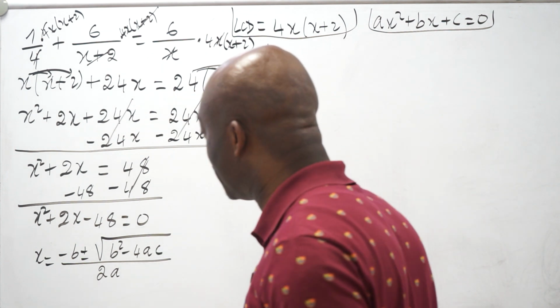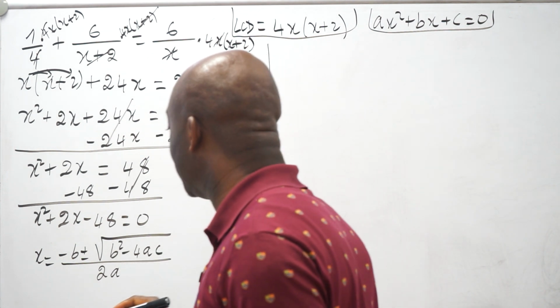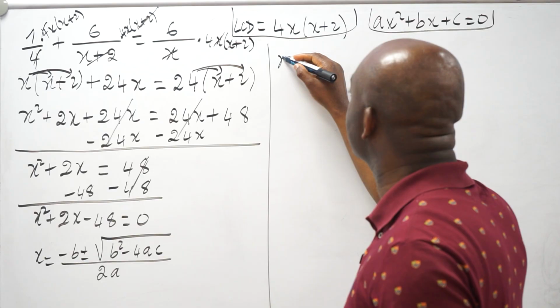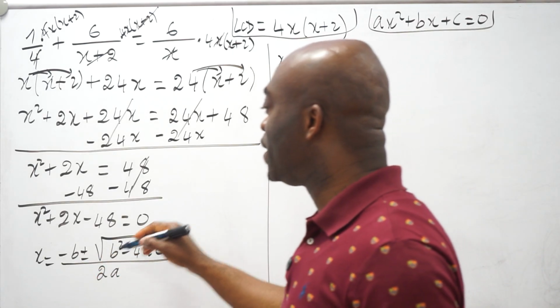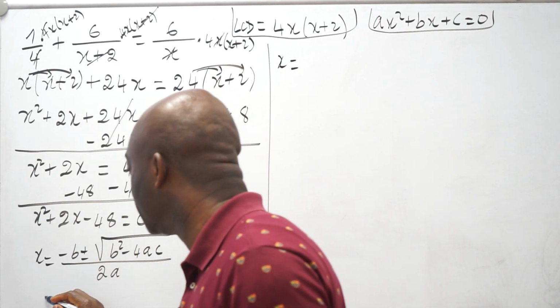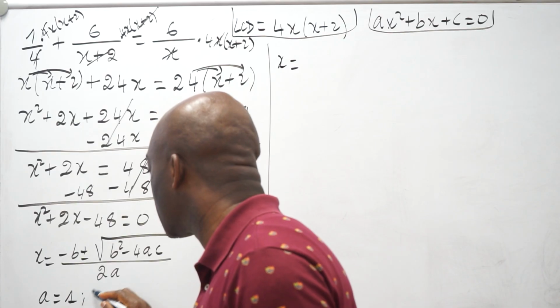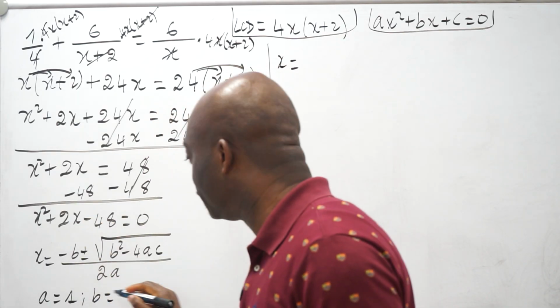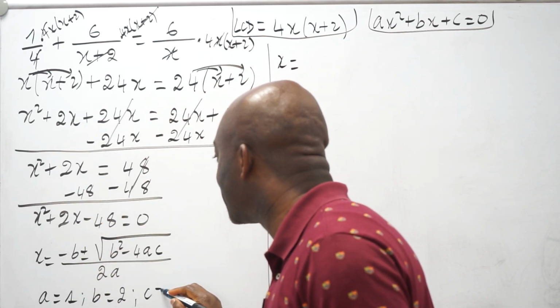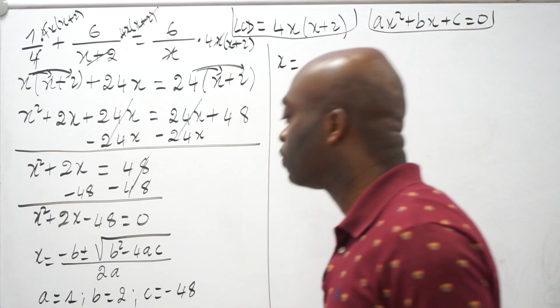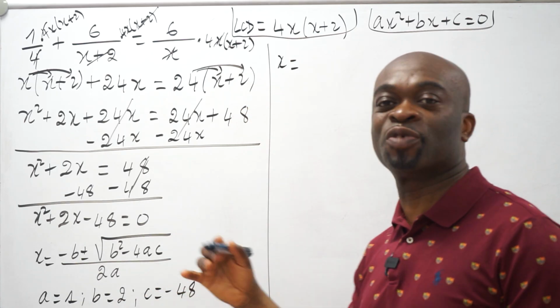And then once we have this, now we can substitute in there, right? We can even do it here. So this is x equals what? What is a, b, and c? So a equals 1. b equals 2. And then c equals negative 48. All right? So we can always do that just to make our lives easier.